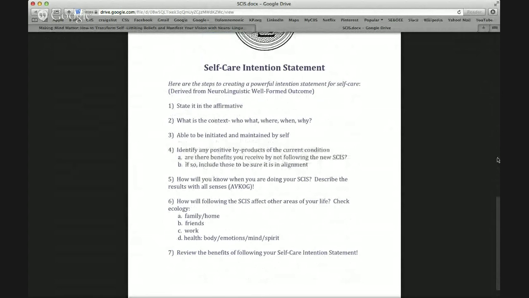Okay, so self-care intention statement. Like I said, it's derived from the Neuro-linguistics well-formed outcome. The first thing we want to do when we make a well-formed outcome is to state it in the affirmative. In other words, we don't want to say what we don't want. We want to say what we do want.